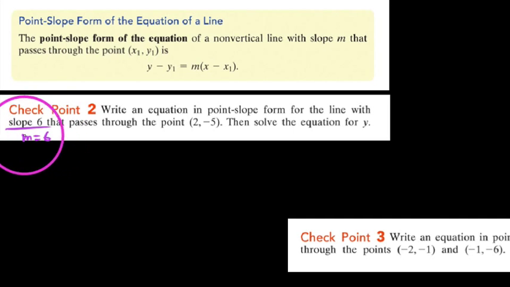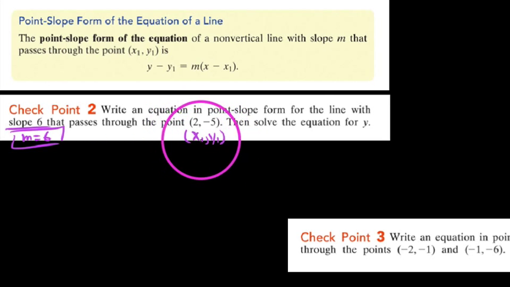I'm going to write that down. I already know my slope. It's one of the two things I need. And it passes through the point 2 comma negative 5. So again, we also need a point. So we now know this x1, y1.